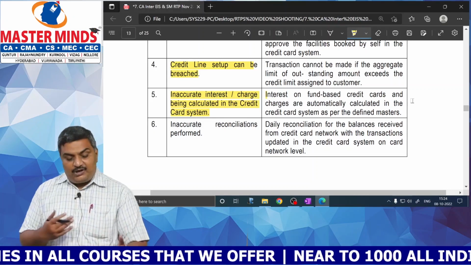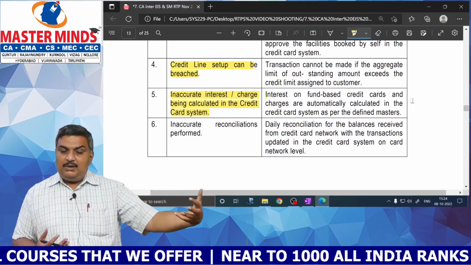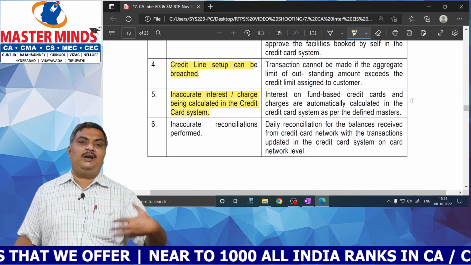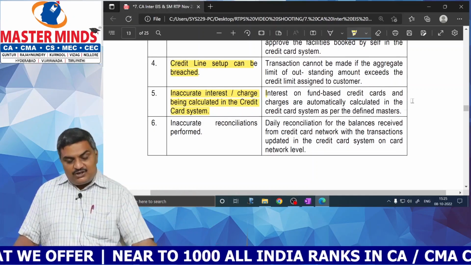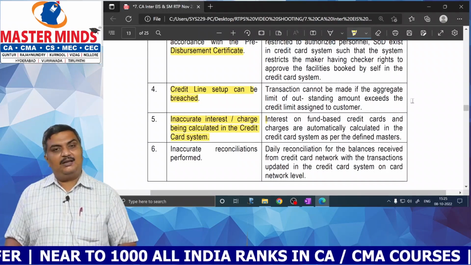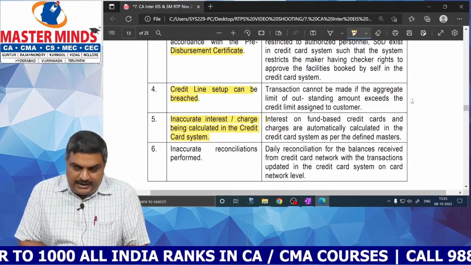And inaccurate reconciliation, the reconciliation between the balances that you receive from your credit card provider and the balance you are showing. It is not being reconciled. You are having problems with that. So these are all the problems that you come across in a credit card network.